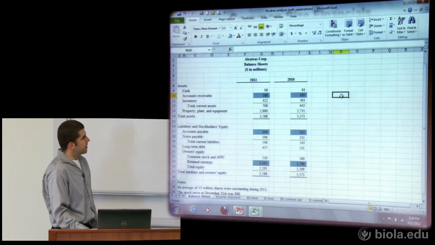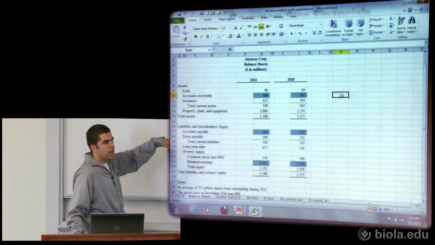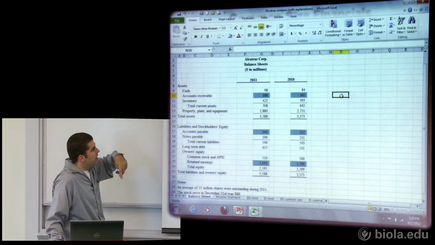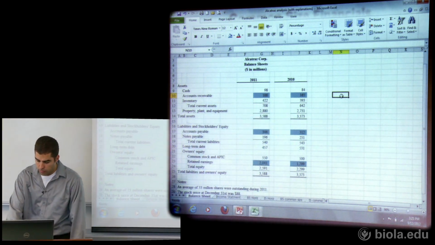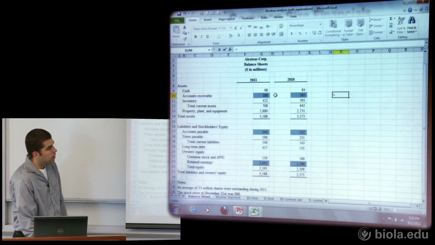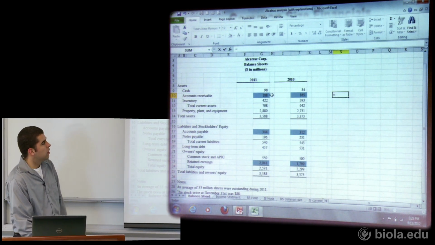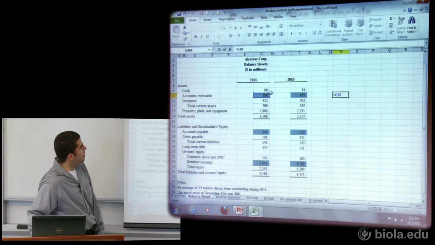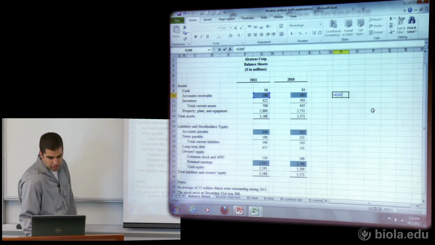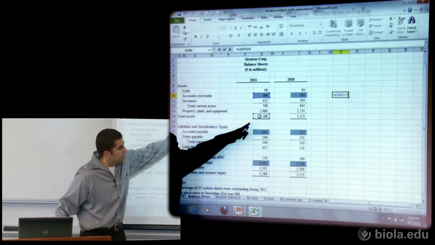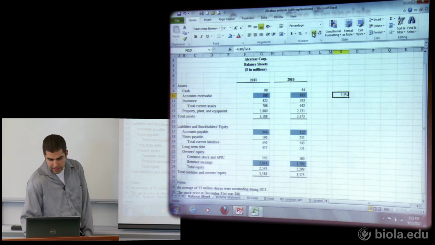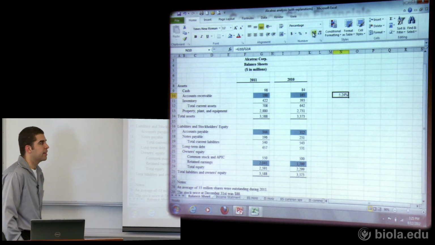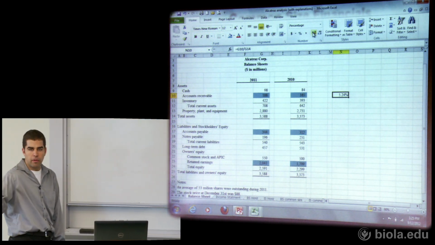Okay, let's go through a couple of these together. Let's start with accounts receivable. Anybody want to start us out? Kim, you want to help me out with accounts receivable? How did you calculate your common size percentage for that guy right there? Okay, so you took this individual line item for accounts receivable right there, and you divided it by your total assets right there, and you said that accounts receivable for 2011 was 5.24% of total assets. Everybody with me on that?